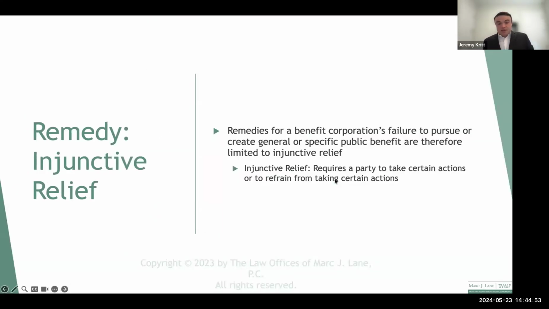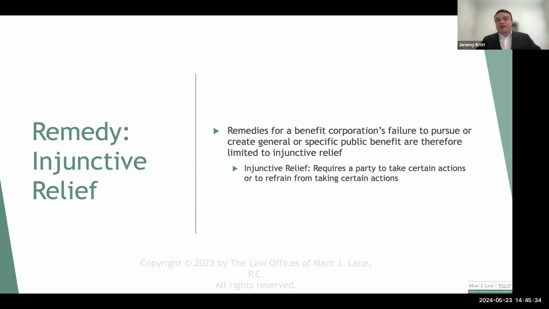Well, that leaves us with the remedy of injunctive relief. Injunctive relief is a non-monetary remedy. What it does is require a party to either take a certain action or refrain from taking a certain action. The loser of the lawsuit does not have to go and pay money over to the winner. All that injunctive relief means is the party must take a certain action. And really, the intent of the benefit enforcement proceeding is not to create additional avenues of monetary liability.